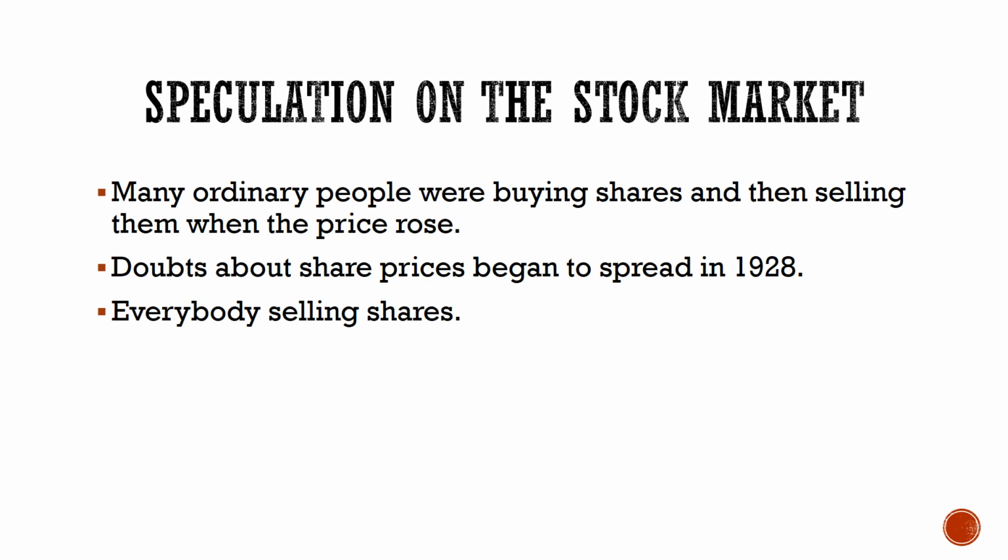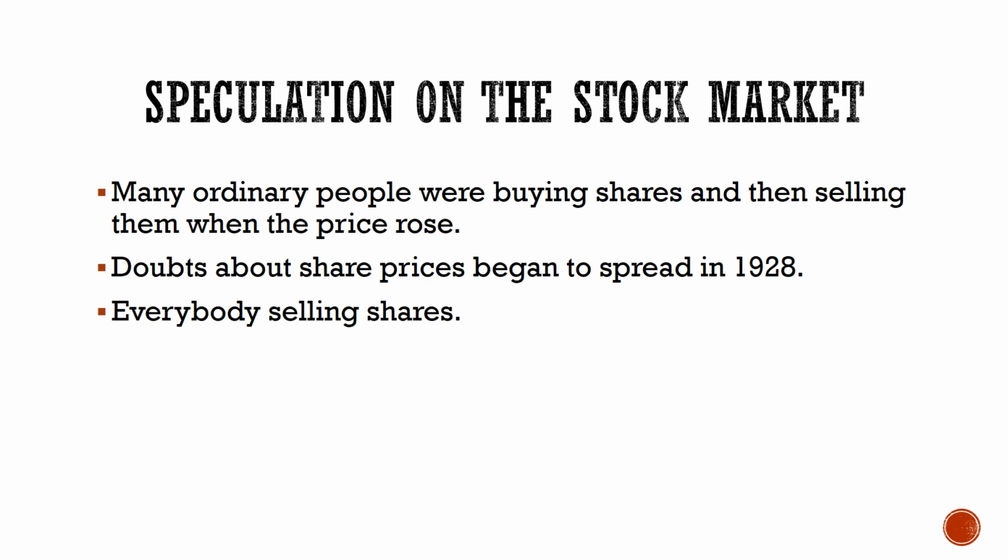Finally is speculation on the stock market. Many ordinary people were buying shares on the stock market, waiting for the prices to rise and then selling them for a profit. However, too many people were borrowing money to buy these shares, sure that they could pay it back as prices were rising. The credit worked well as long as the prices kept rising. For this to be successful, the prices of the shares had to keep rising.